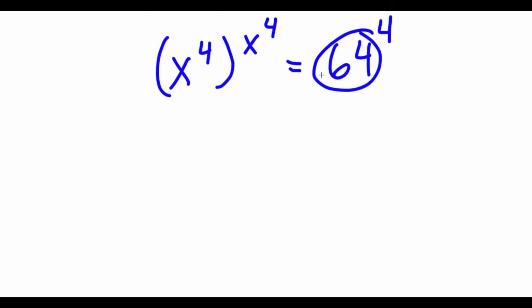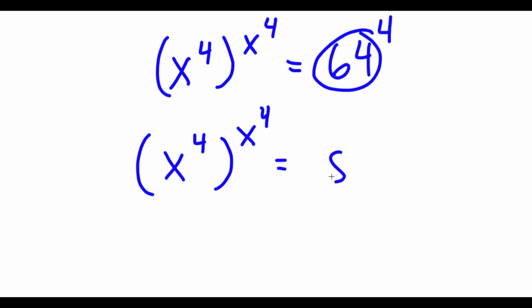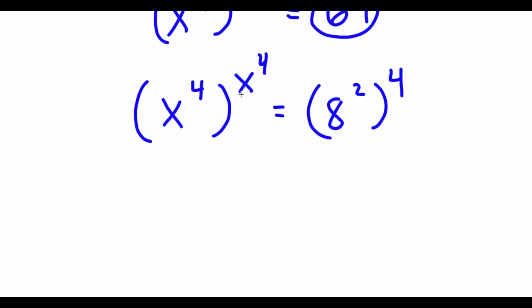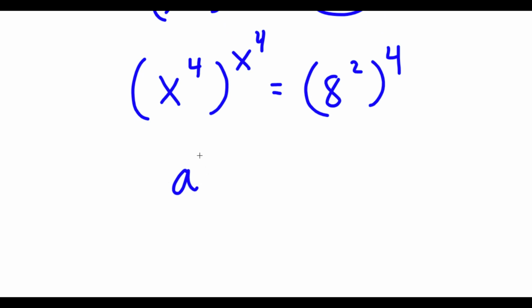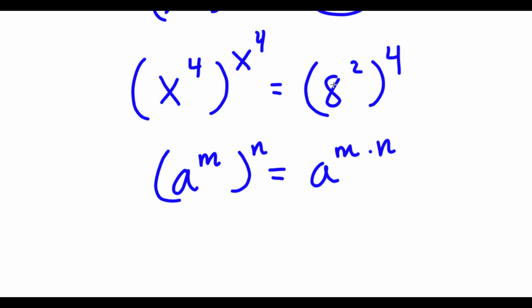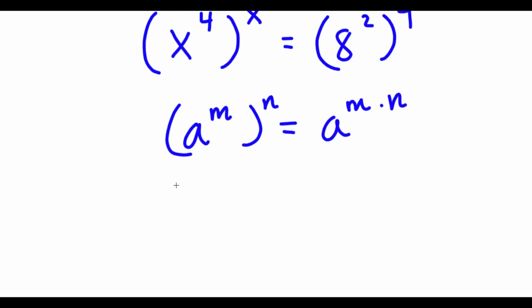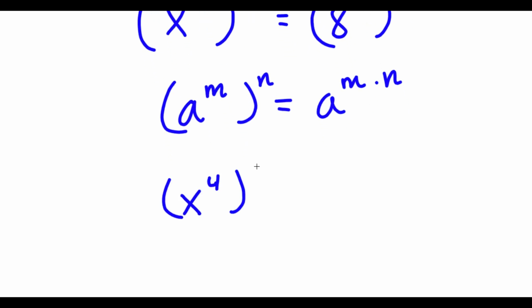Now I'm going to replace 64 with 8 squared. So now I have x to the power of 4 to the power of x to the power of 4 is equal to 8 squared to the power of 4. Now, if I have something in the form a to the power of m to the power of n, this is equal to a to the power of m times n. So a to the power of 2 to the power of 4, that's going to equal a to the power of 2 times 4, which is equal to a to the power of 8. So I have x to the power of 4 to the power of x to the power of 4 is equal to 8 to the power of 8.